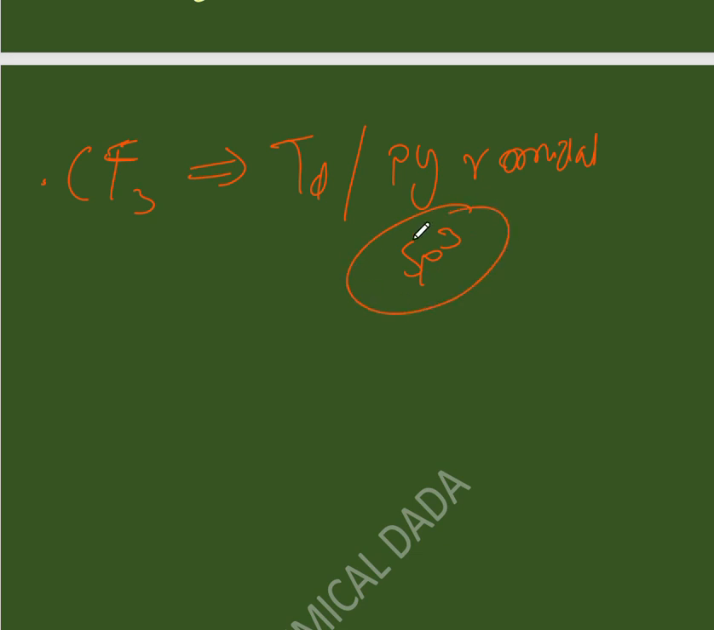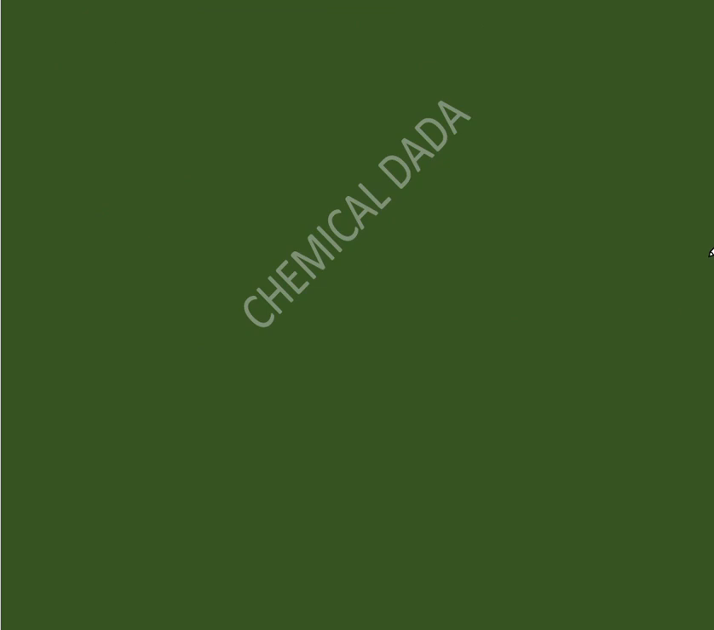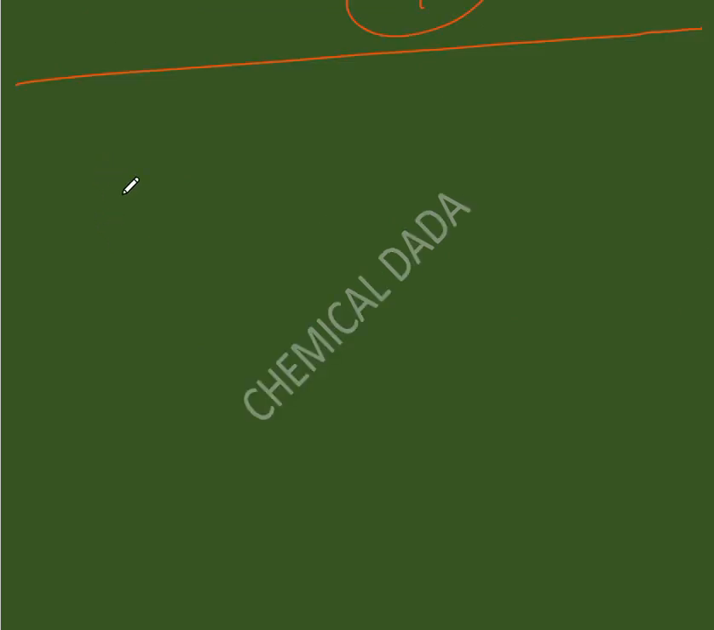So CF3 will be tetrahedral or pyramidal, having an sp3 hybridization structure. Understood now? Now for CH3 radical, I think guys have already got the answer so far. So some of you must have. So it is like this.